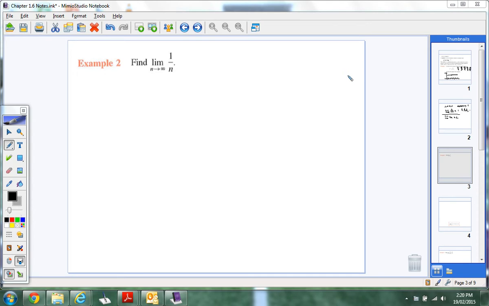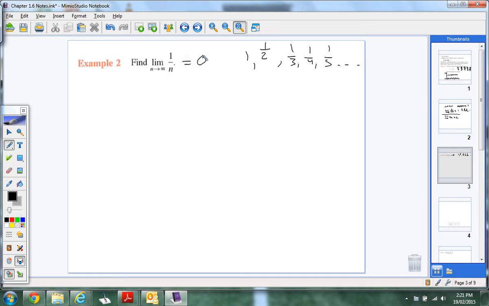If I just go through 1, 2, 3, 4, what does my sequence look like? What's my first term? 1, then 1/2, 1/3, 1/4, 1/5, and we get tired of doing that. 1 over 1, 1 over 2. Okay, good. And so it's getting smaller every time. So if it's getting smaller every time, what do you think it's approaching? Good, it's approaching 0. That's correct. So therefore, this answer would be 0.